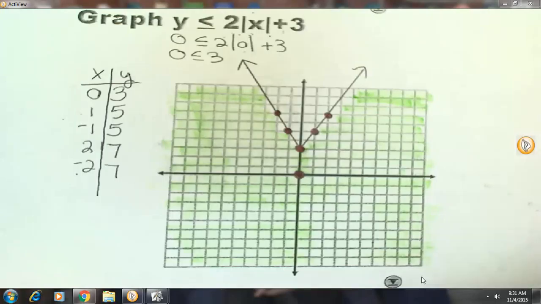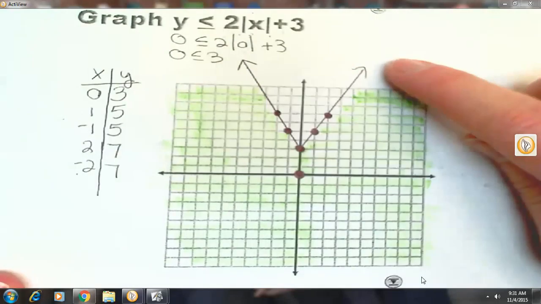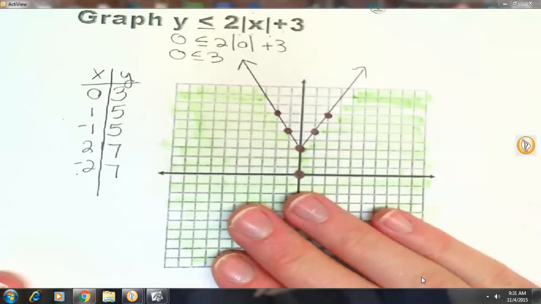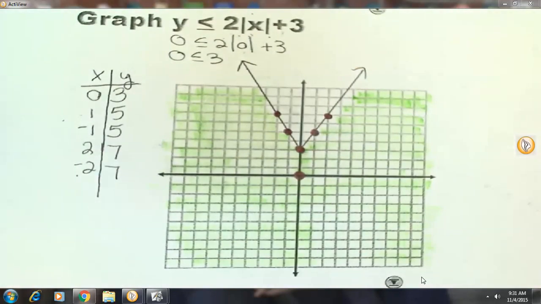Right, as far as numbers for your answer, your graph is your answer. I'm looking to see, is your graph in the correct placement? Does it have a solid line? Is it shaded in the correct position? There's lots of different things that we'll check when we grade these assignments, so make sure that you're paying close attention to detail.